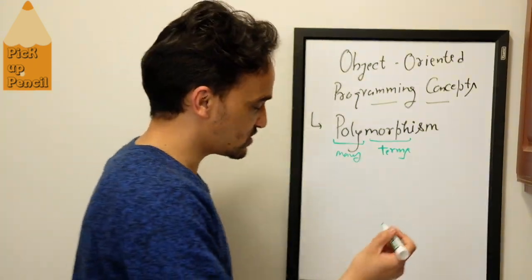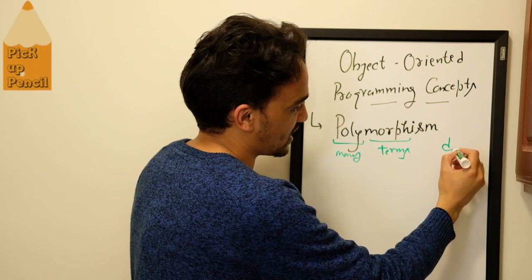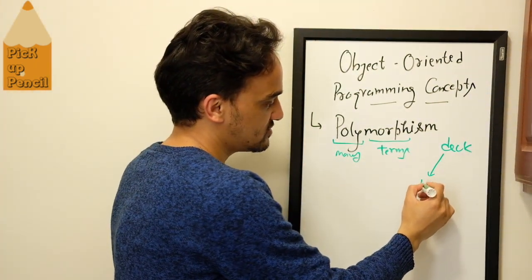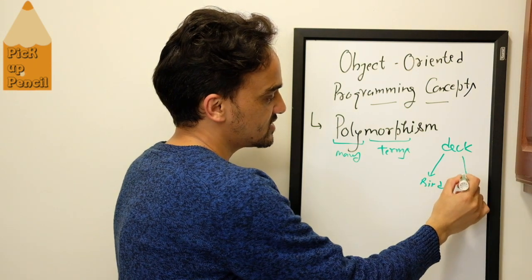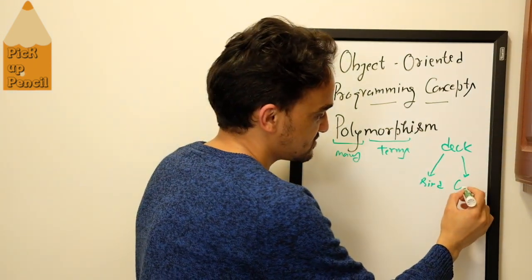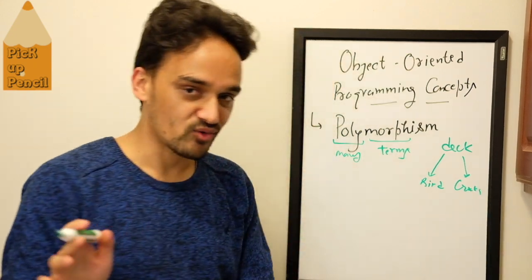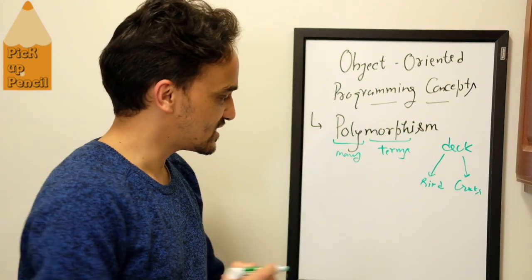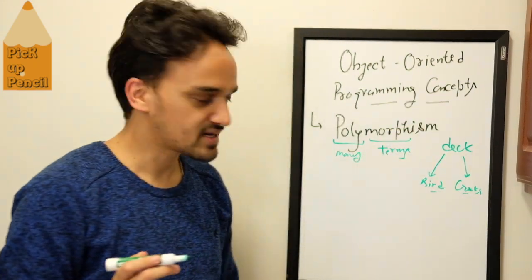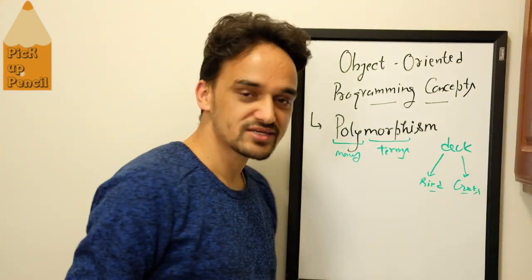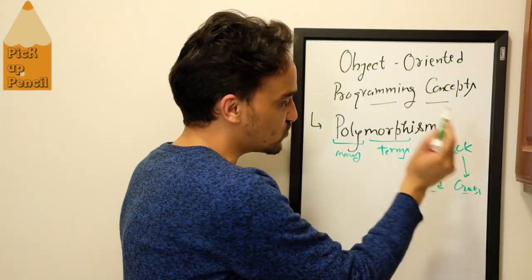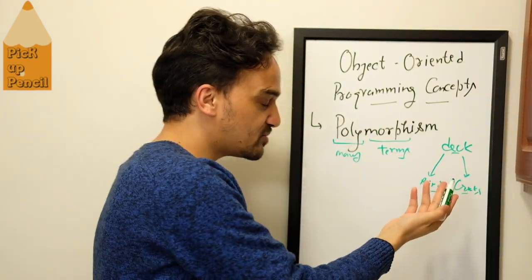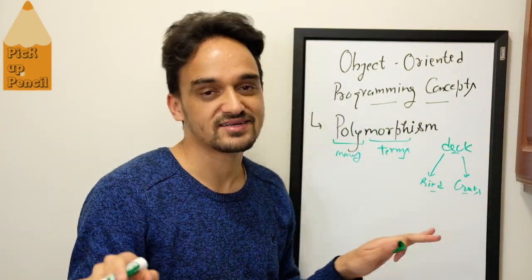One word we know is duck. So we know that a duck is also a bird, and duck is also used in cricket. If a batsman gets out without scoring anything, that's also called a duck. So we see that the bird and the cricketing term are totally different, but this word is able to serve the purpose of acting differently in different situations.